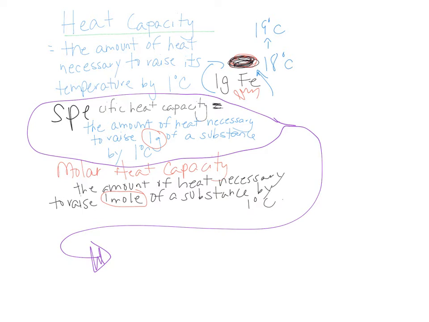So I don't want to have to rewrite it, so I'm just circling it. And the symbol we're going to use for specific heat capacity is a big C with a little s, or just a big C. You could write that down on the paper. That's going to be the symbol for specific heat capacity.